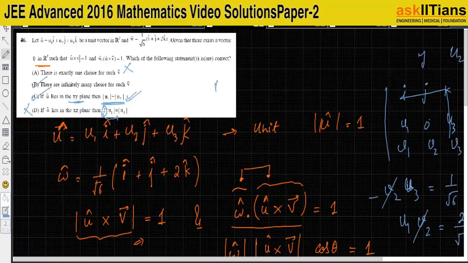Option B and C are correct. B and C are the correct options. If this 2 was on this side, then it would have been the correct option. But here this is wrong, right? 2 is on the wrong side. So the correct answer will be B and C only.